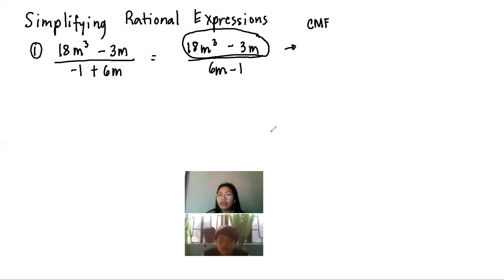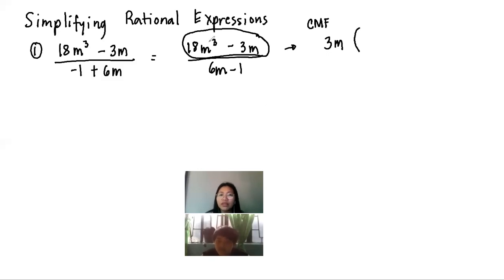Divided by 3. Anong common ni 18 at saka 3? Sabi ko kanina, yung smallest number. Ano yung smallest number? 3. Diba? Tama, kuya? Opo, ma'am. Ano yung smallest letter? M or M cube? M po. M. Sulat ko dito, M.